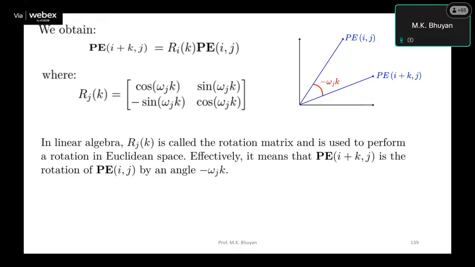That is the advantage of considering this positional representation, sin theta and cos theta. Any position we can consider by using this rotation matrix. And this rotation matrix also we can learn. Again, we can apply the learning principle to learn the position matrix, and it is nothing but a rotation matrix. We can determine the position embedding PE_{i+k,j} from PE_i,j. The only thing we have to do is rotate by an angle, the angle minus omega_j k. By this angle we rotate, and then I get PE_{i+k,j}.